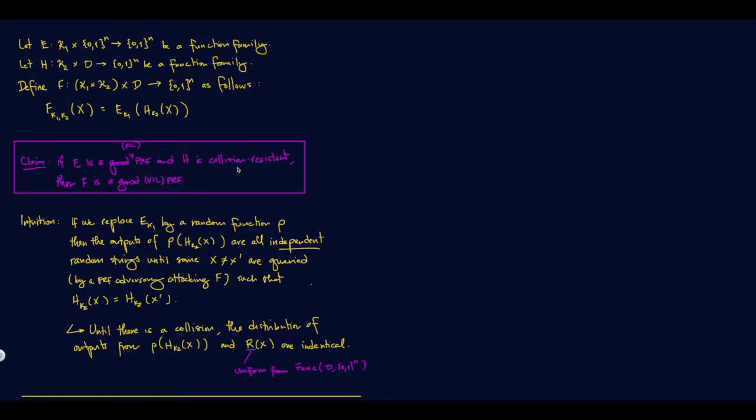It turns out we don't, in fact, need full collision resistance. We can get away with a weaker property. In particular, computationally AU will suffice for this proof, and we'll see that in a bit.